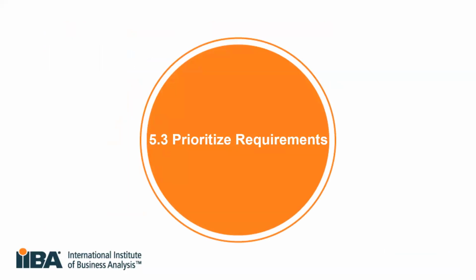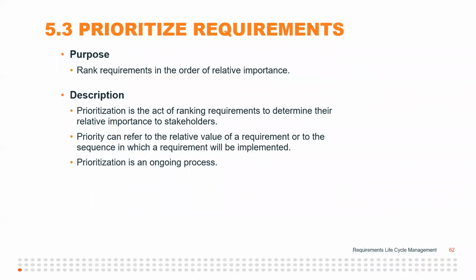All right, so the next one is prioritize requirements. And this one can be difficult sometimes, right? It's hard to prioritize things. And as I think we discussed earlier, prioritization is the thing that often changes. The purpose is to rank your requirements in the order of relative importance. You have to do that so that you know what you need to do first and what you need to spend the time and money on, right?